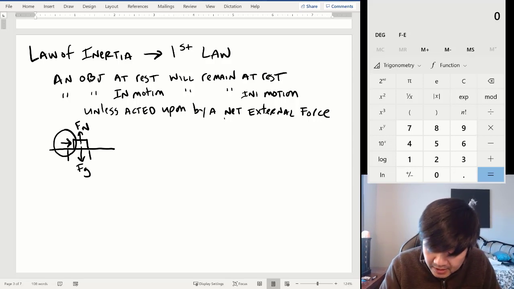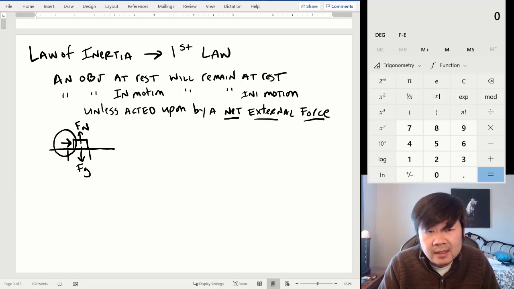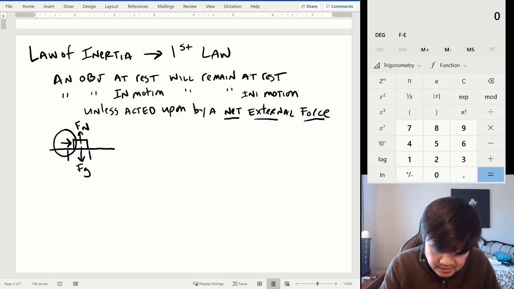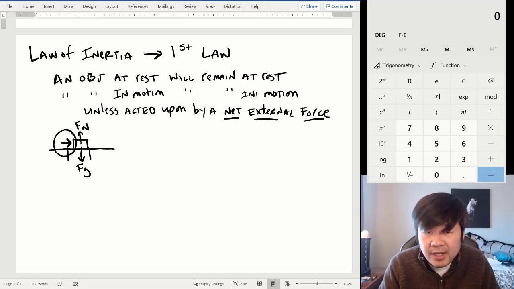What I mean by a net external force is that the forces don't cancel out. So that is a net external force that would cause that box to change its state. The state that it's in right now is at rest. So that net external force will cause it to be in motion.